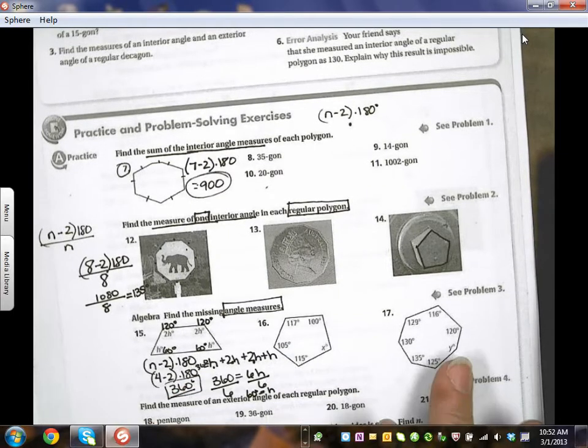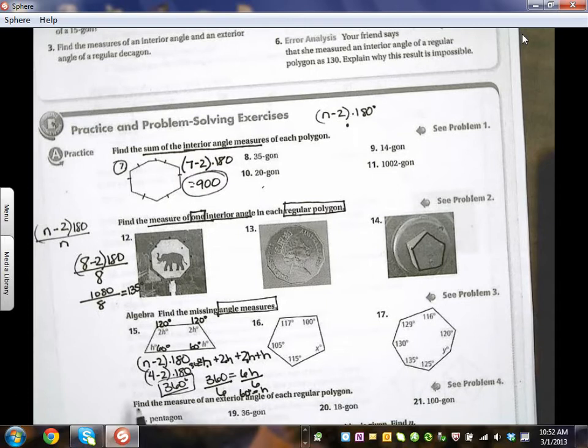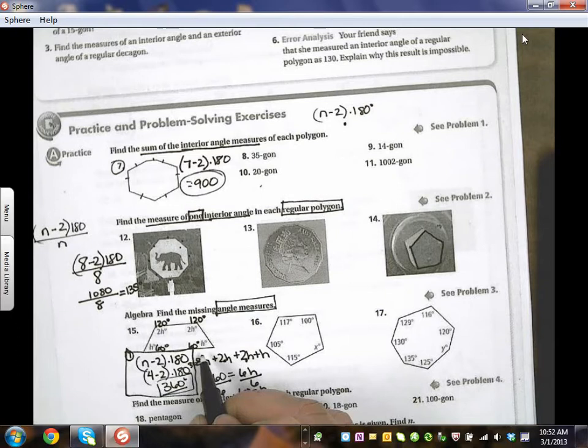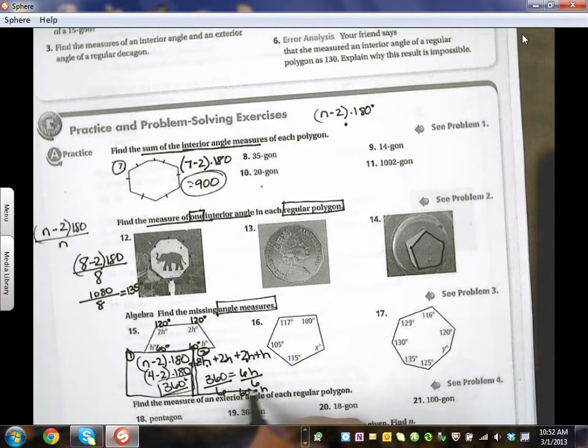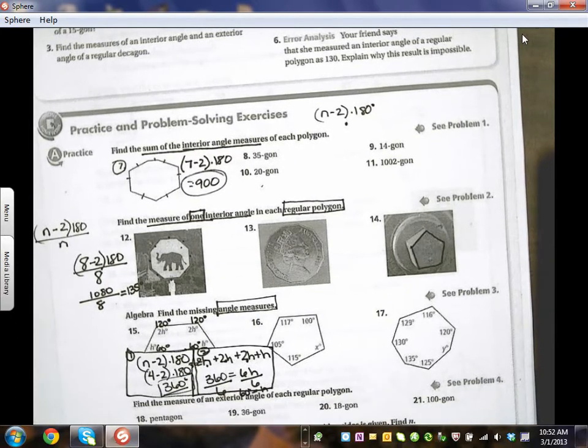You try 16 and 17. Remember, it's 2 steps. First step, calculate the sum of the angles. Second step is to make those angles that they give you equal to that sum.